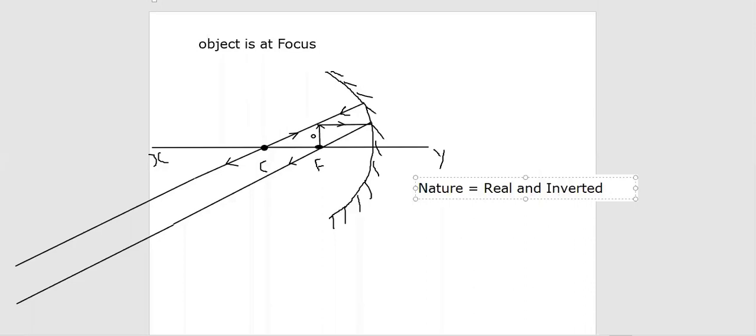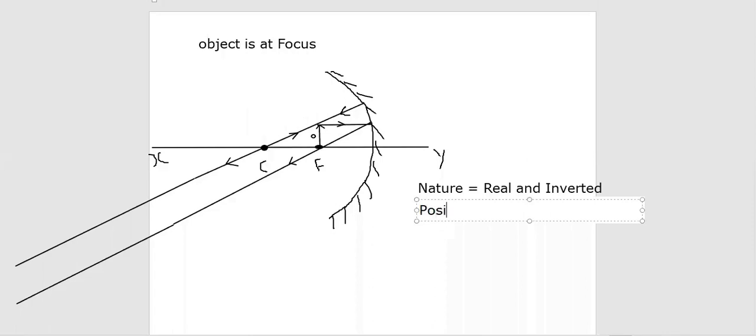You can draw a ray on the pole also, no problem. In different textbooks, they have given different procedures. You can apply any procedure, no problem. But these two rays should be parallel with each other, like that. It should be there.